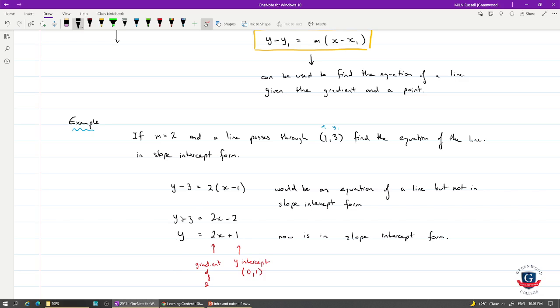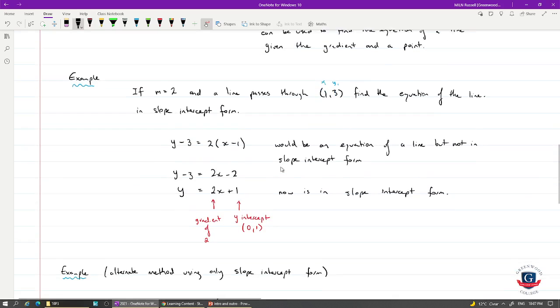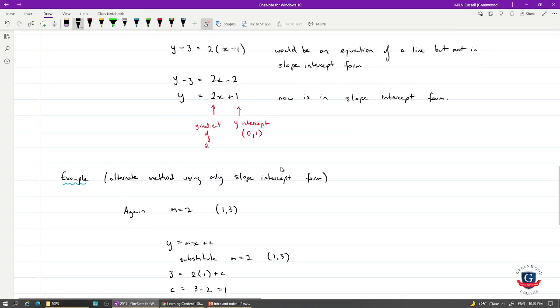So if we have a line with a gradient of 2 that passes through (1, 3), the formula will be y equals 2x plus 1. The line here will pass through the y-intercept at 1. Great. Could we have done this another way? Yes, we could have. We didn't have to know anything about this equation, which is why it's not taught as often anymore. We could have done it just with slope-intercept form.